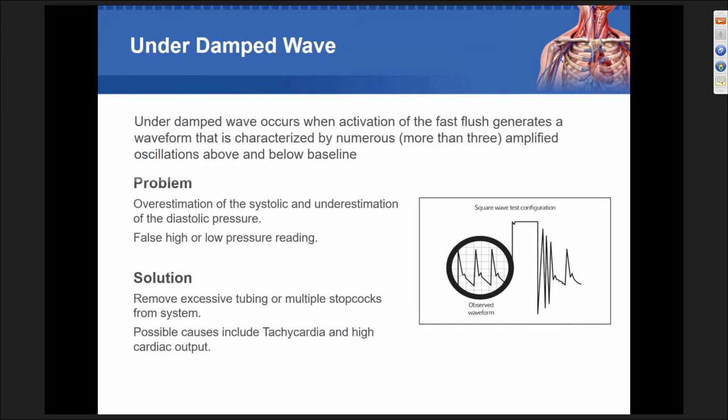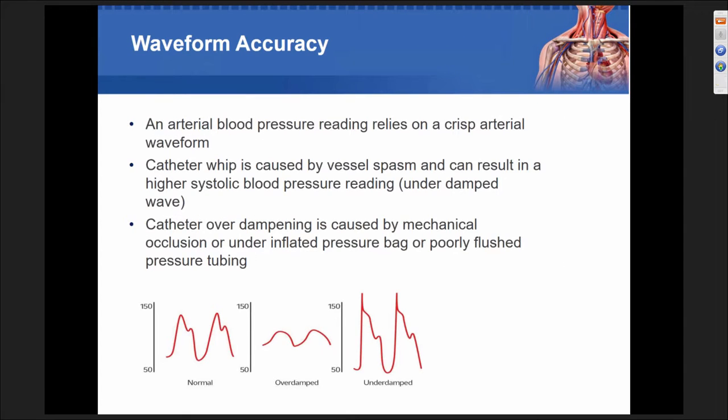And the other one that really causes this to occur is when the patient has tachycardia or a high cardiac output. So if you have a patient scenario that correlates to either of those, this may be the wave that you're seeing, and this isn't something that you can correct. You have to let it correct itself over time, through medication or controlling of the symptoms that are making it occur. So from a waveform accuracy point of view, an arterial blood pressure reading really needs to be a crisp wave.